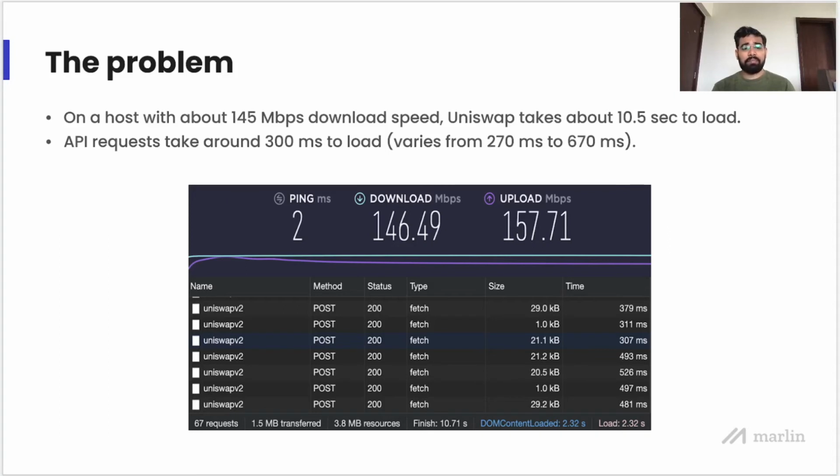performance overheads. For instance, take this host with a 145 Mbps downlink. It still takes more than 10 and a half seconds for uniswap.info to load. And a large part of the delay is attributable to API calls it makes to the graph servers, each of which take 300 milliseconds or more to respond.